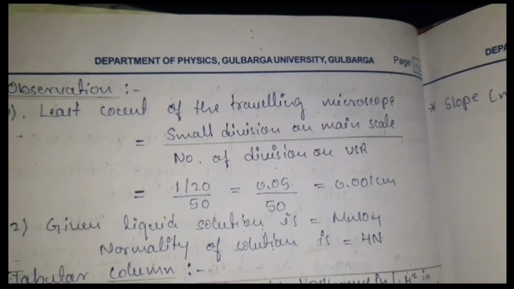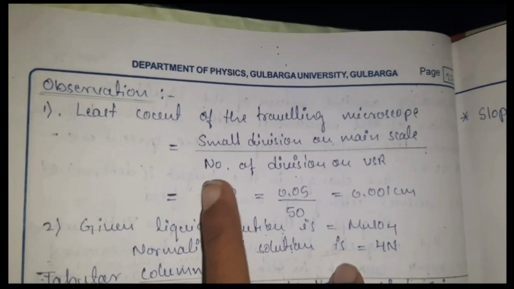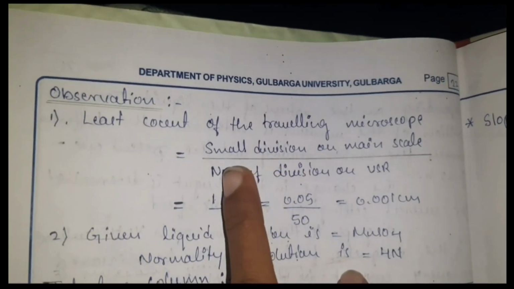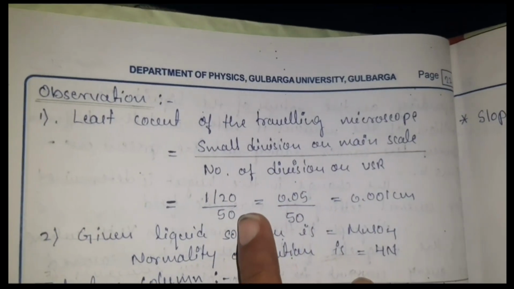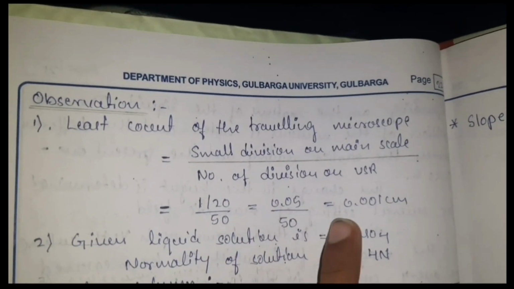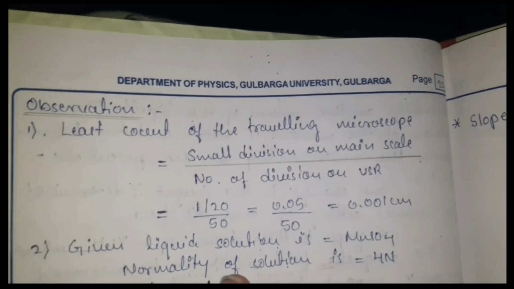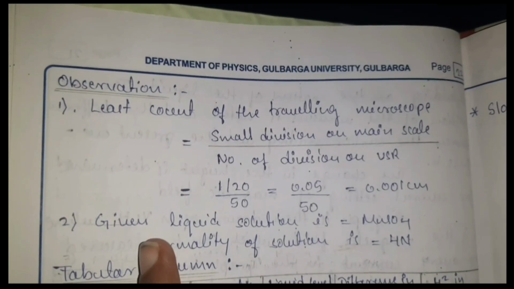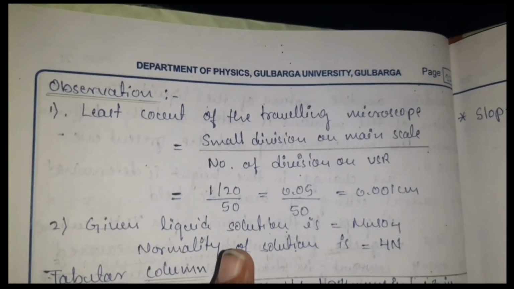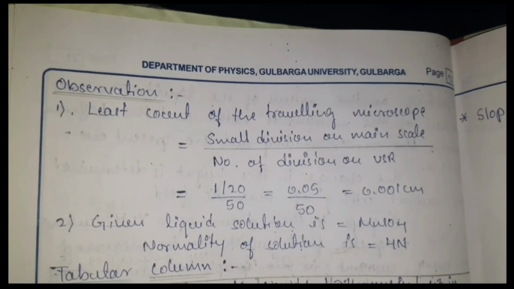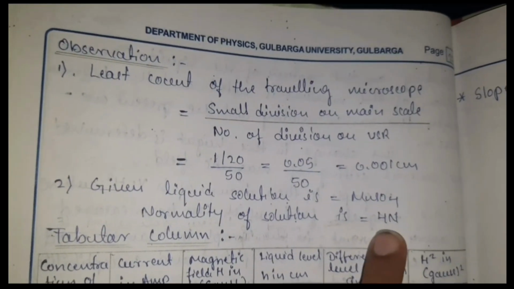If you want to note down the total reading, you require the least count of the traveling microscope. So note the smallest division on the main scale and the number of divisions on the vernier scale, and then you can calculate the least count. It is 0.001 centimeter. You can calculate the level of the meniscus using total reading equals MSR plus CVD into least count. The given liquid solution normality is 4N.